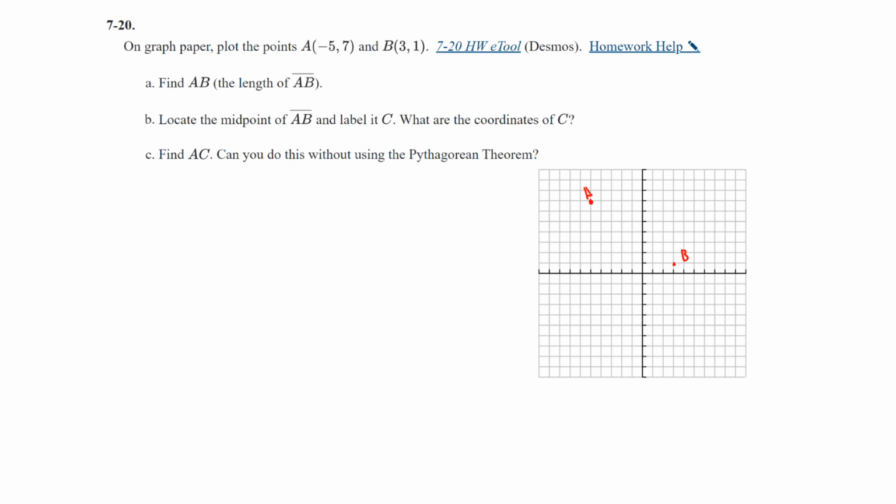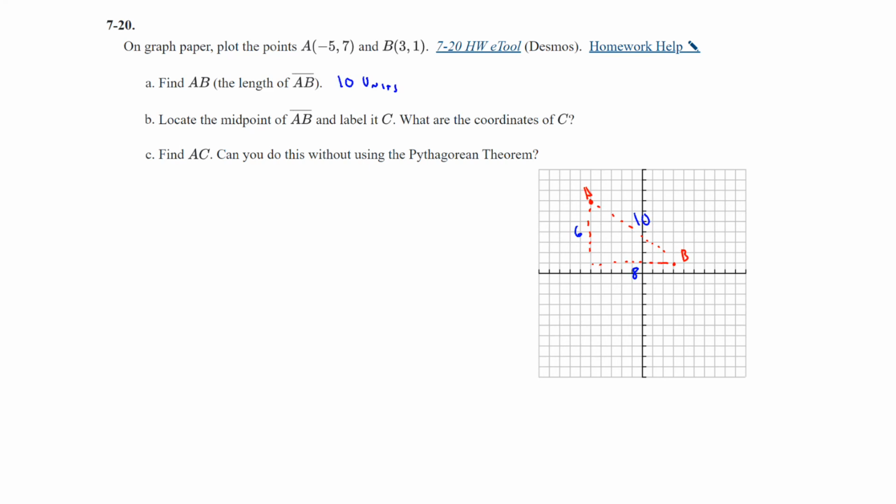Question 20. On graph paper, plot the points A and B, which I've already done. Find length AB. So we can create a right triangle, and then we can use the Pythagorean theorem to figure out what the length is. So we have 8 units on this side. That's the difference between your x values. And then we'll have 6 units on this side. If you know your Pythagorean triples, you'll notice that this is a 6, 8, 10 triangle. If not, you can use the Pythagorean theorem to figure it out, but it will be 10 units.